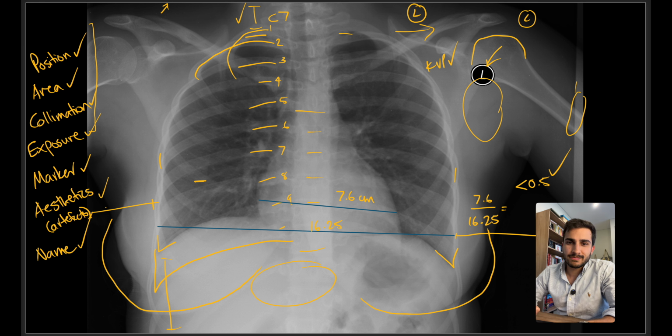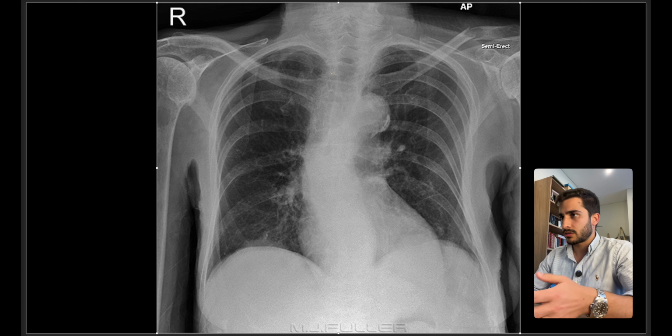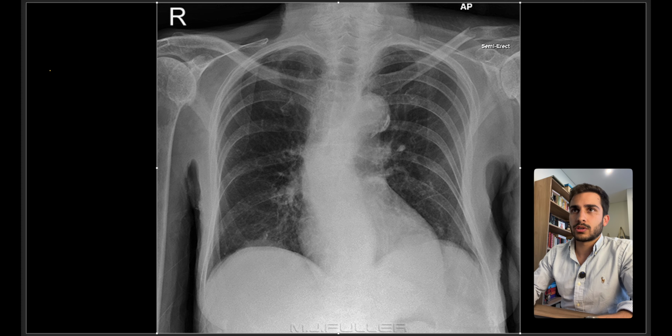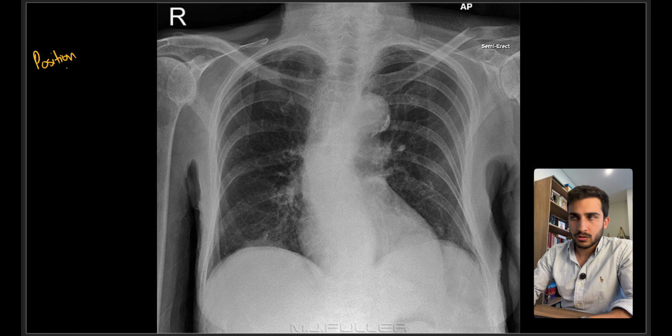All right, what do we have here? So just by looking at this x-ray, you can kind of tell it's not the best, right? Whether it's due to patient positioning or some kind of pathology or poor technique, etc. Anyway, let's go through our criteria. The first one was position, okay? So position. Is the patient rotated? Are they tilted? Are they kyphotic, lordotic, etc.?